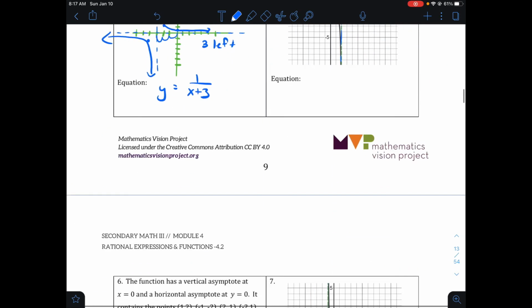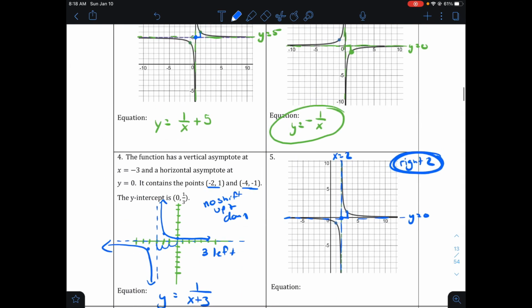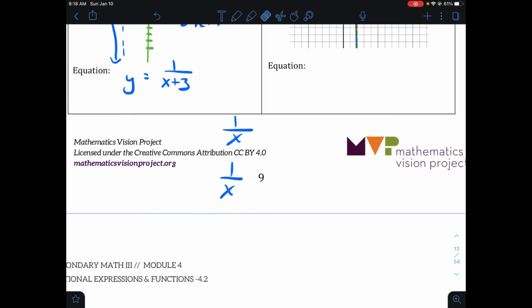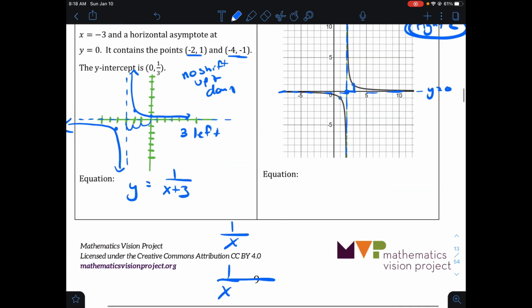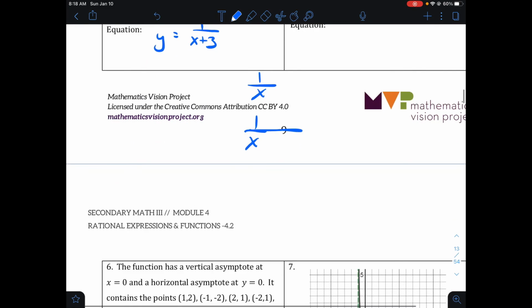So I want you guys to keep in mind, I'm going to help you out here. This is our parent function. If we want it to shift up or down, right? Let's say we wanted to shift 5 up. We do 1 over x plus 5, right? That shifted it up 5. Okay? If we want to shift it left and right, we got to add things to this bottom, right? Here, we shifted it left 3, so we did plus 3.